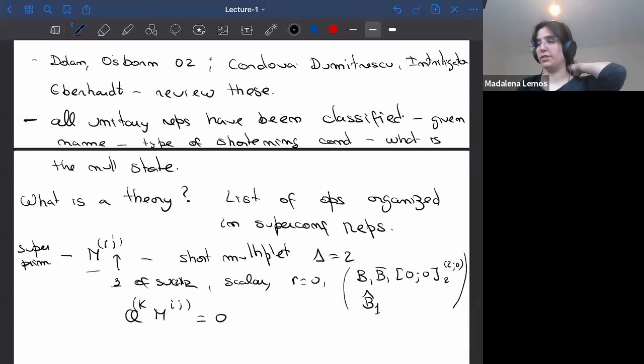And this is what I will start as a definition of a theory next time, when constructing this map to two-dimensional vertex operator algebras that I will quickly review next time in the beginning. So I can stop here for questions.